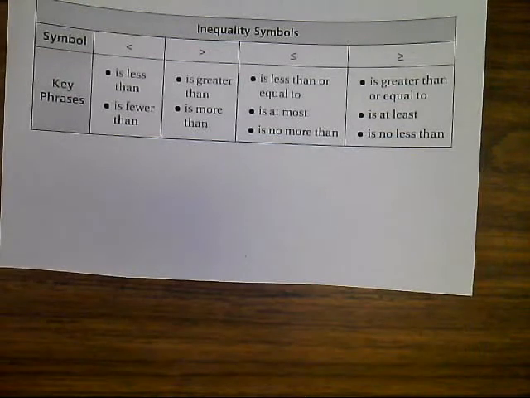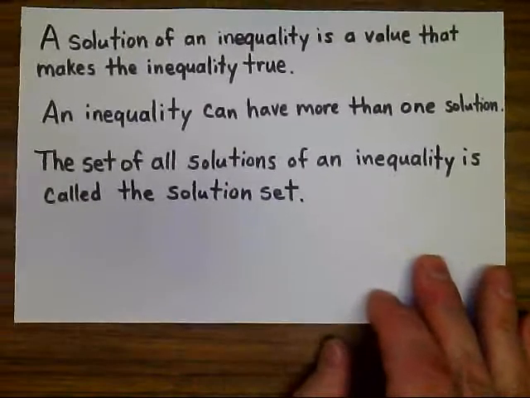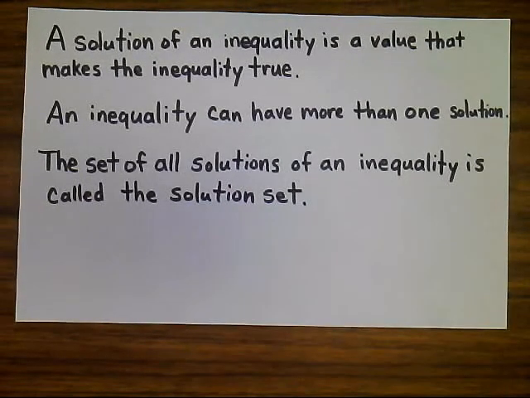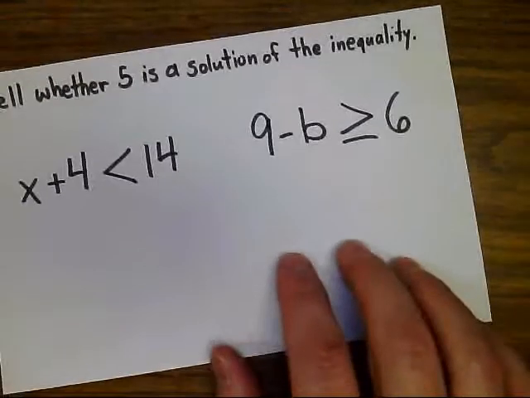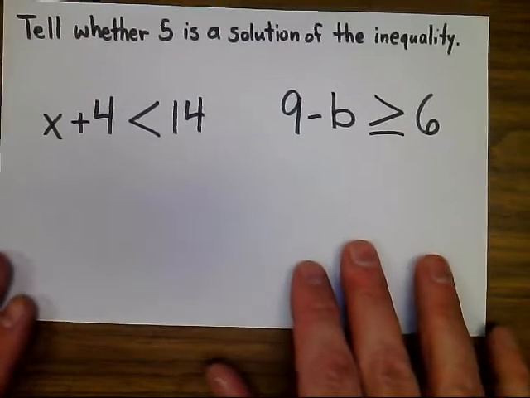All right? Now, we should be aware that a solution of an inequality is a value that makes the inequality true. So we're looking for a solution that would say it's true. Now, that doesn't mean it's equal. It doesn't mean it's balanced. It just means it's a true statement. So with an inequality, there are many numbers that could make the inequality true. So you should know that an inequality can have more than one solution, and we call the set of all solutions a solution set, which makes a lot of sense. What we're going to do right here is determine, hey, is 5 part of the solution set?